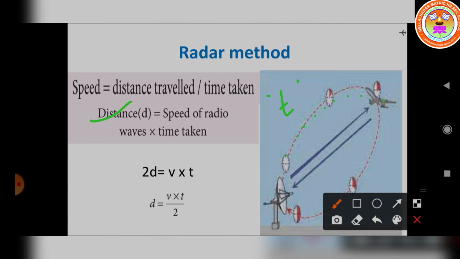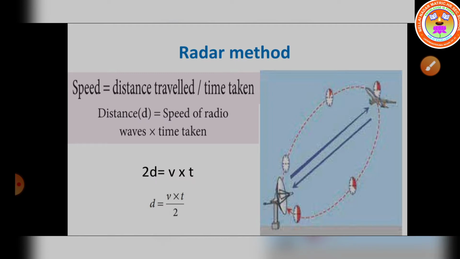First we have to find out the total distance traveled by the radio waves. In the forward direction it travels a distance denoted by the symbol d. After the reflection, the radio waves come back to the earth station, traveling the same distance d. So what is the total distance here? d plus d is equal to 2d. So 2d is equal to v into t. What is the d formula? d is equal to v into t by 2.